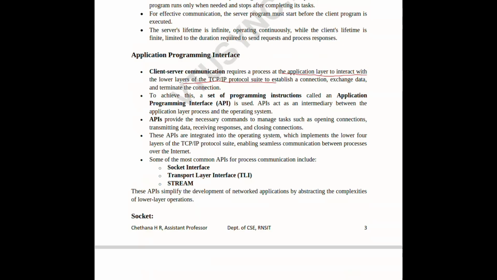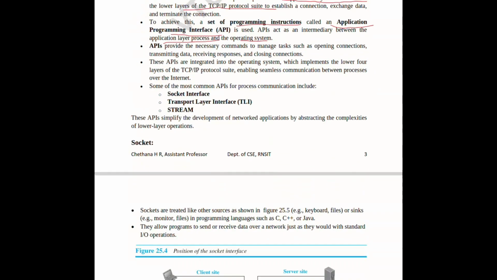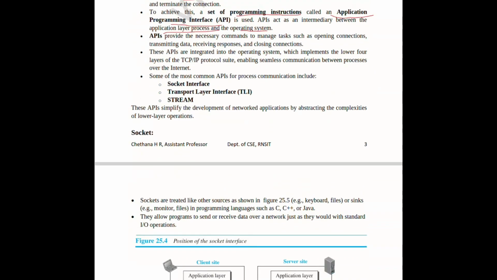To achieve this, a set of programming instructions called the API, application programming interface, is used. API acts like a middleman where it stands between the application layer process and the operating system. There are three commonly used APIs: socket interface, TLI (transport layer interface), and stream.